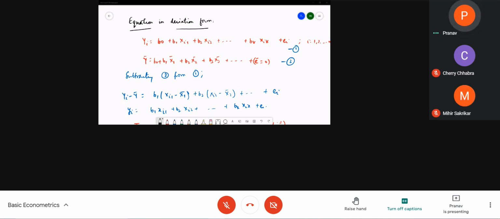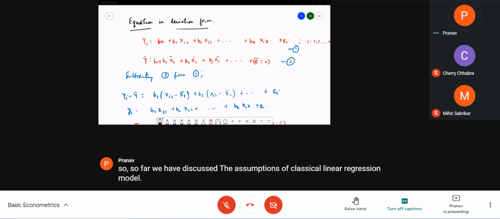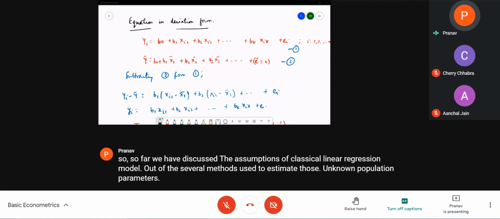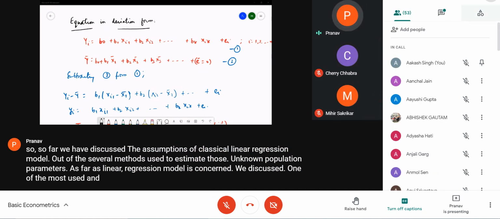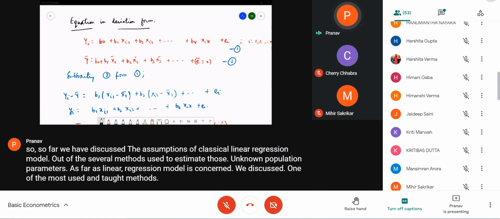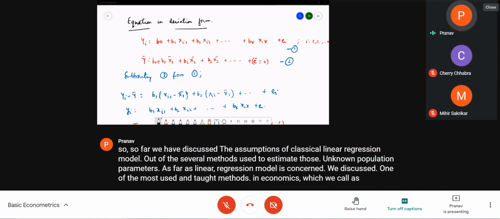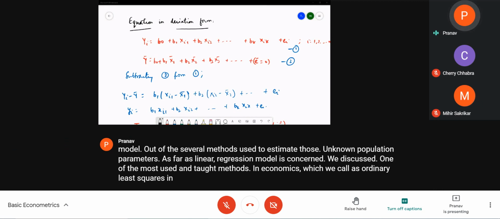Okay, so far we have discussed the assumptions of the classical linear regression model, and out of the several methods used to estimate those unknown population parameters as far as the linear regression model is concerned, we discussed one of the most used and taught methods in econometrics, which we call ordinary least squares. In short form, we call it the OLS method. So वहाँ पे हमने क्या देखा?